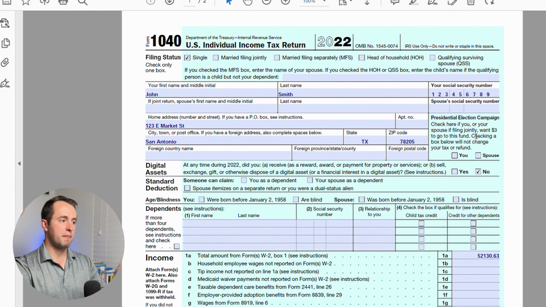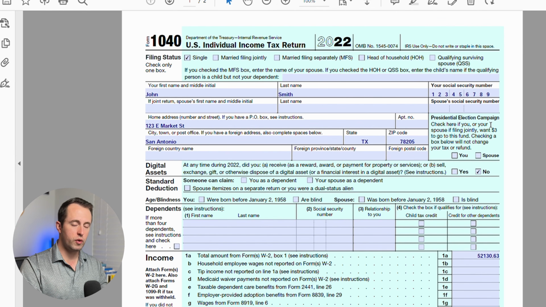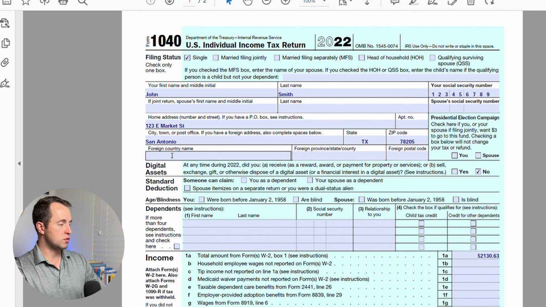Now, this section about the presidential election campaign, it gives you the option to elect to donate $3 to it. That's going to be up to you, but you might save some time just by burning those $3 in your fire pit out back. Now, the next section deals with digital assets.